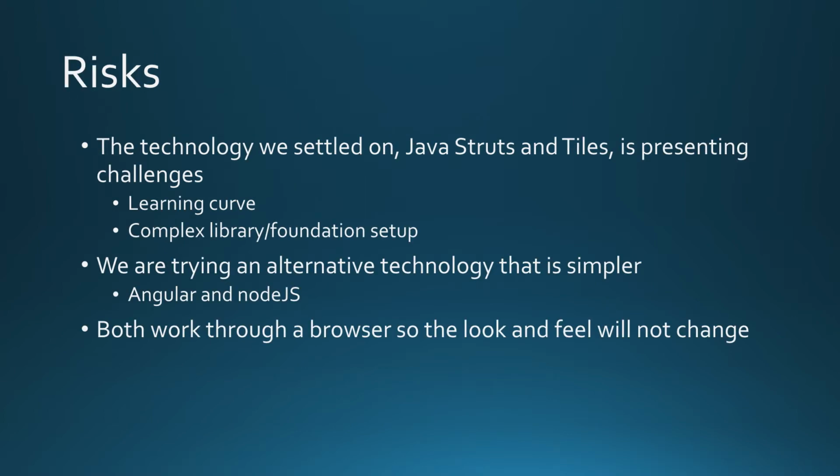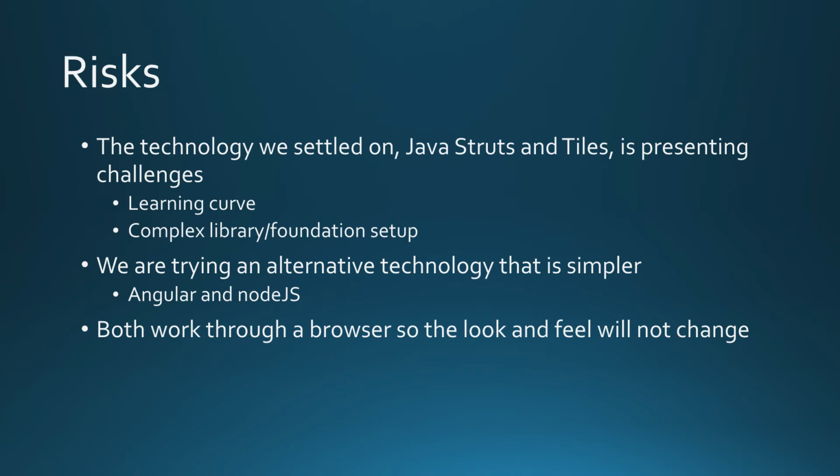So, what are our risks? We initially settled on a Java Struts and Tiles implementation, but we've run into a few challenges with it. Number one, it has a fairly steep learning curve, and number two, it requires a complex library and foundation setup. This has prompted us to consider an alternative technology. The alternative we are trying is Angular and Node.js.